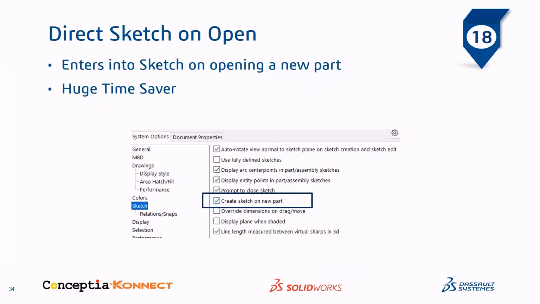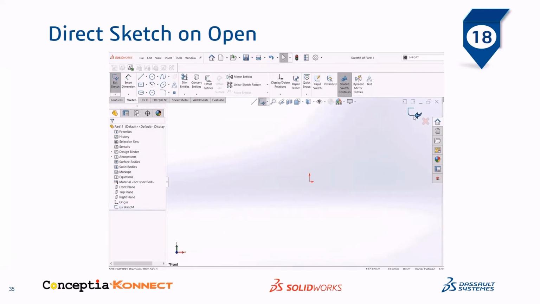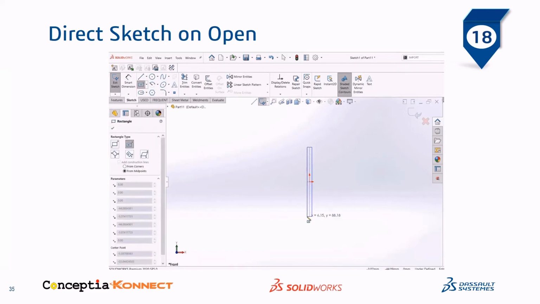Number 18. Direct sketch on open. Enter into sketch directly with a default plane by selecting new part from the welcome tab or menu bar or anywhere. This can be enabled in system options, sketch, create sketch on new part. Well, it's a huge time saver. So open part and directly you are into the sketch mode with the line command, or use escape and choose any other option to use it.